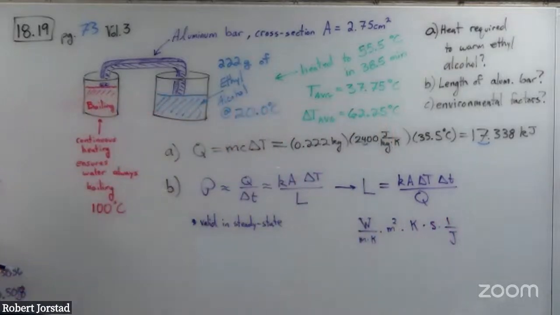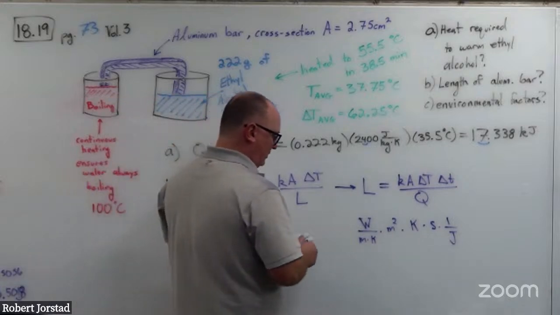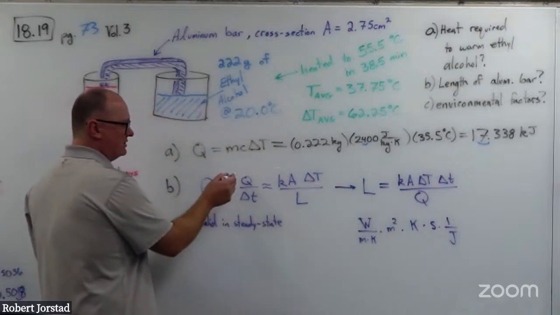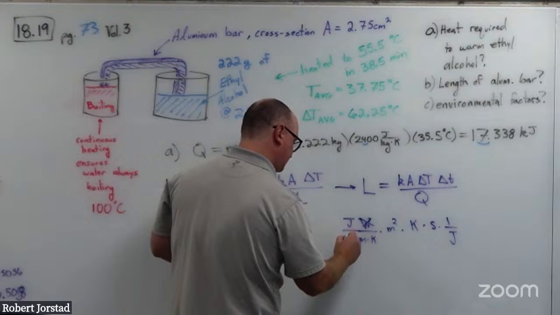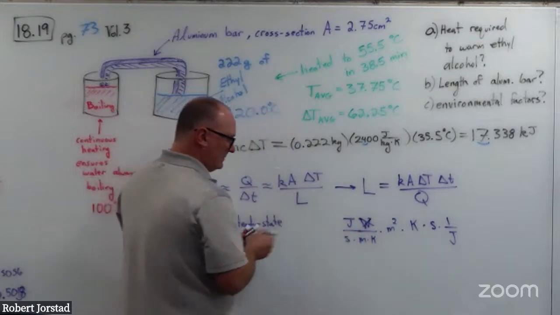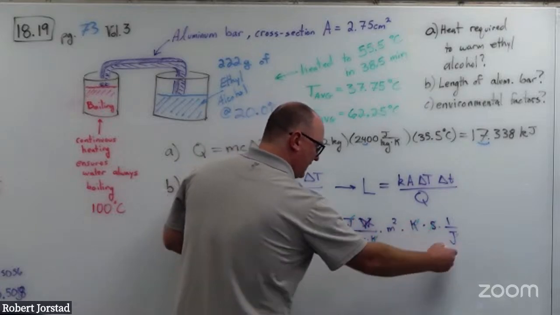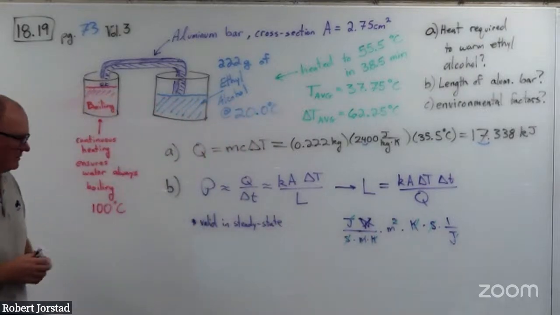So now we could see what this works out to. We want to get a length of meters. A cool trick here is to remember a watt is also a joule per second. And now let's check this out. Seconds drop, Kelvin drops, joule drops. We get a meter. So this is looking good.